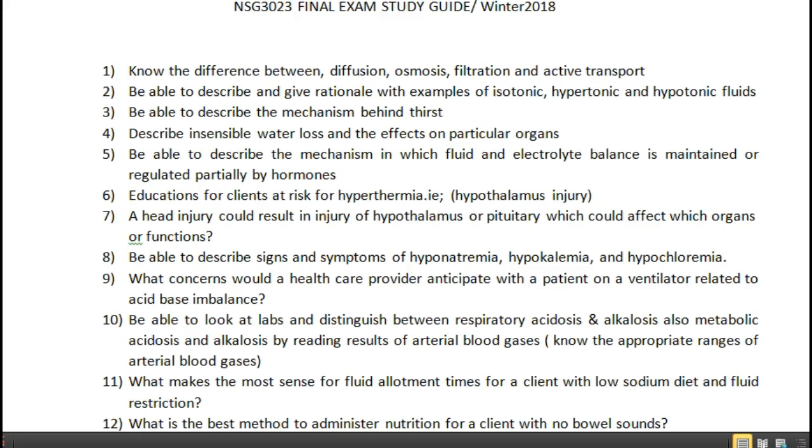Usually what one would call insensible water loss is not visible. Insensible water loss is a continuous process, and it usually occurs through the skin and lungs. Output of insensible water loss also increases if a person has a fever.